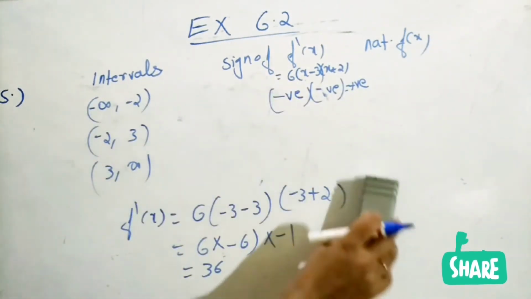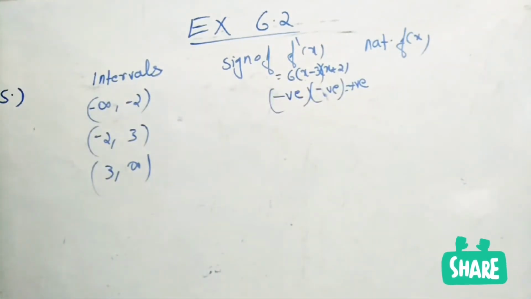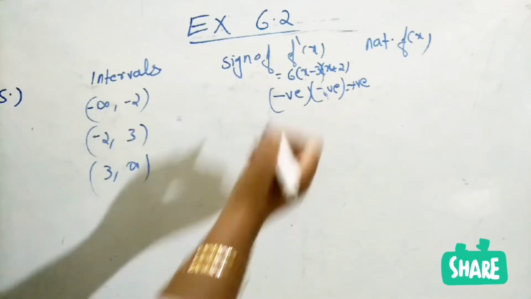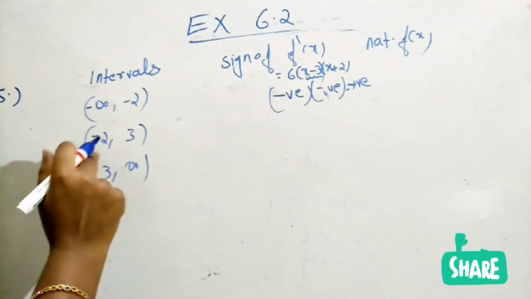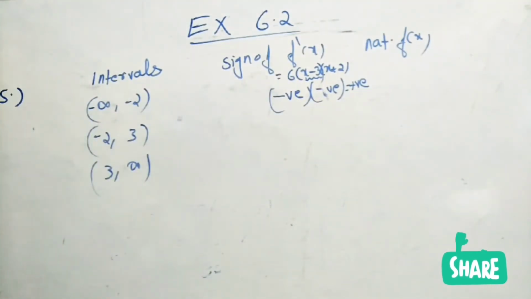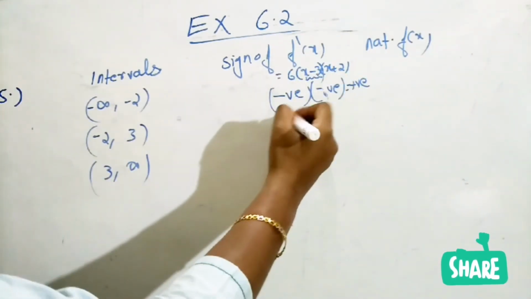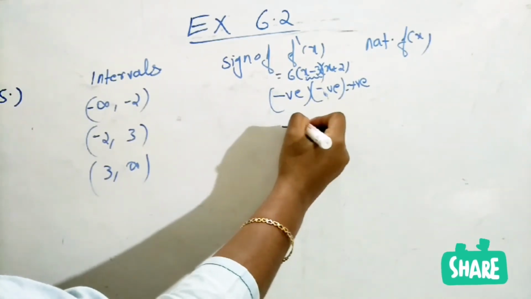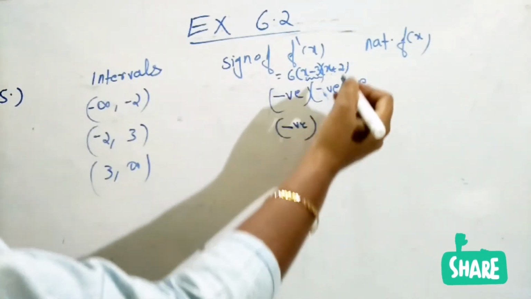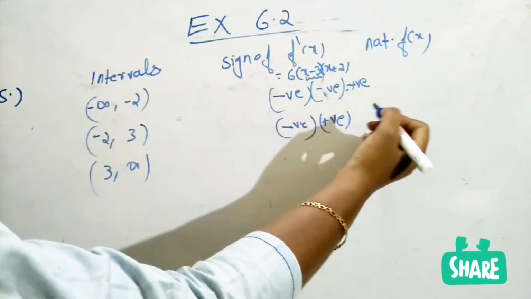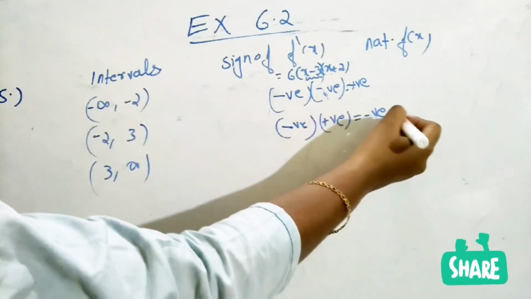And just consider the second interval, minus 2 to 3. Anyway, 6 is positive. And what about x minus 3 in the interval minus 2 to 3? I will take 0. 0 lies in the interval minus 2 to 3. Then 0 minus 3 is minus 3 and it is negative, and 0 plus 2 is positive. Minus into positive is negative.